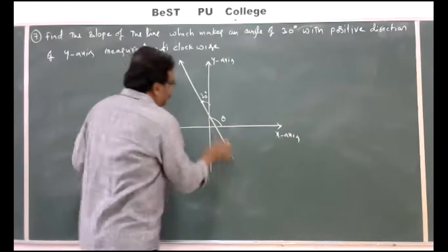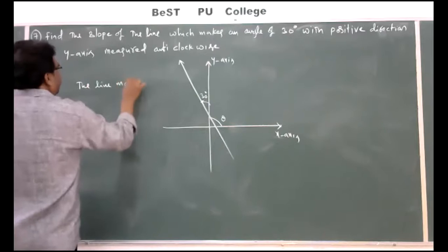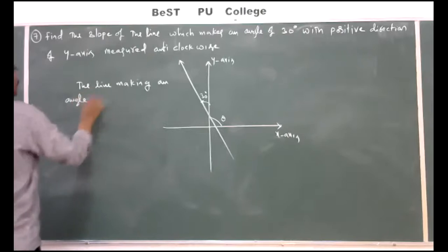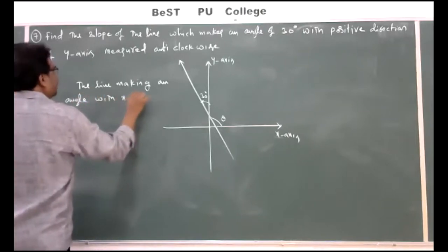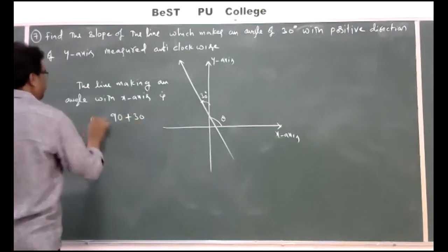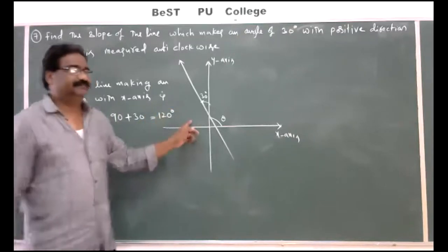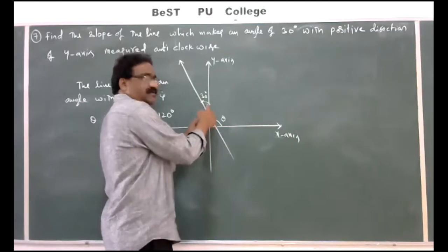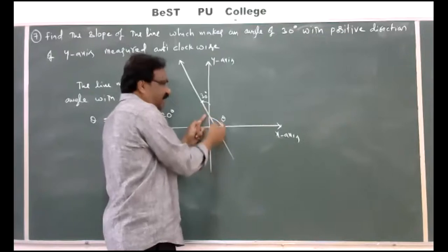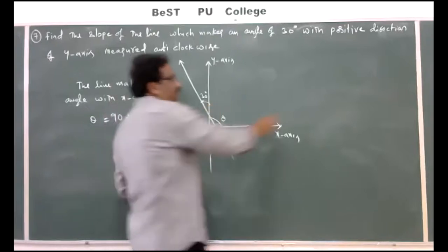So the angle the line makes with the x-axis is 90 plus 30. Theta is equal to 90 plus 30, which is equal to 120 degrees. This is the line, making 30 degrees. Already the y-axis makes 90 degrees with the x-axis, plus 30. For example, draw this figure.